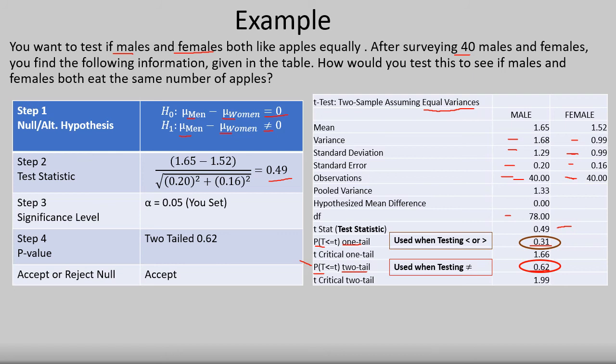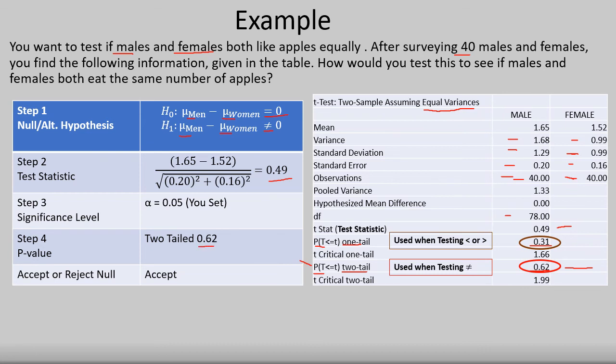Step 3 was the easy one. You set your significance level. It could either be 0.05 or 0.01. In this case, we're using 0.05, so we're saying we're 95% sure that our population mean is underneath that bell curve. In step 4, that's simply looking at your p-value. Remember we're using a two-tailed test, so we will use 0.62. And the next part is just deciding, do we accept or do we reject our null hypothesis? In this case, we're going to accept the null hypothesis that men and women eat the same number of apples. And we know that by looking at our p-value.